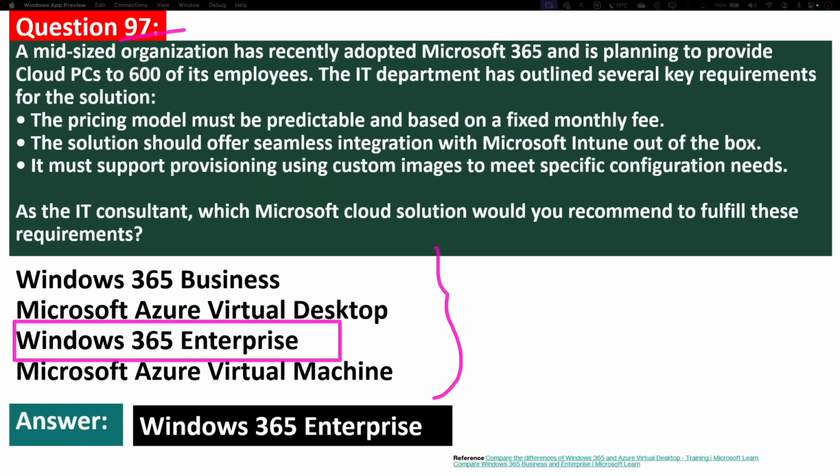On a super high level, Windows 365 Enterprise is for large enterprises and provides unlimited cloud PCs and a fixed fee based pricing model. Windows 365 Enterprise can run custom images on cloud PCs and has full integration with Microsoft Intune by default, whereas Windows 365 Business is for small enterprises with up to 300 cloud PCs.